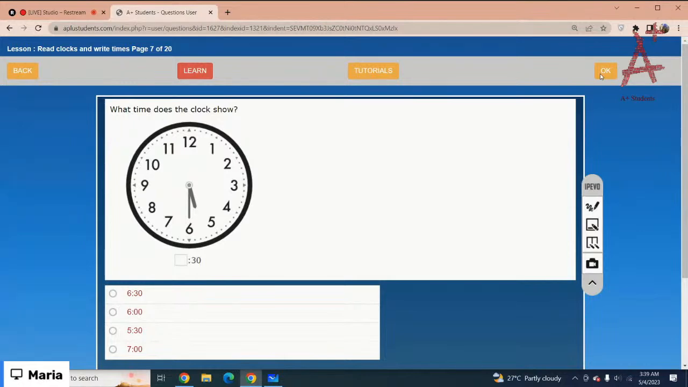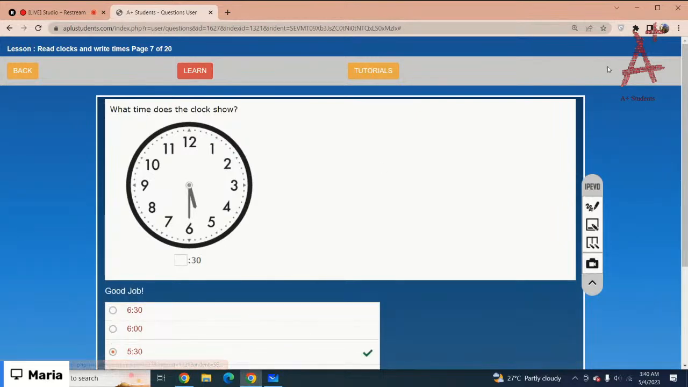What time does the clock show? The hour hand is midway between 5 and 6. Got it? That means it would be 5, and the minute hand is at 30, so it would be 5:30. The correct option is 5:30.